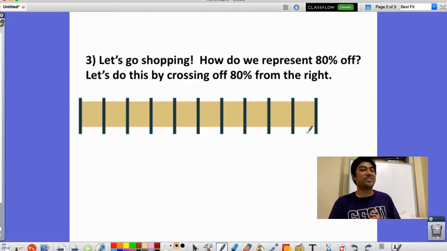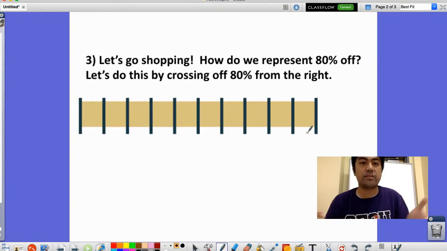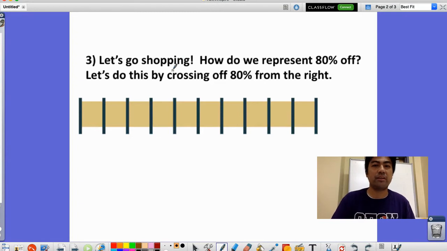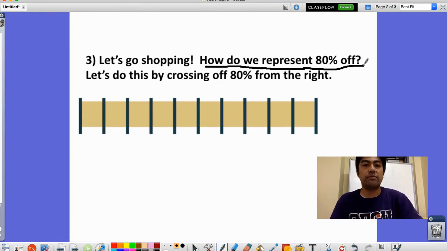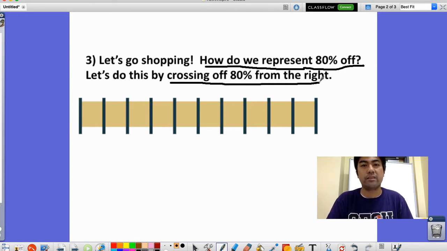This part is really exciting because now we're relating this math to shopping. Number 3 says, let's go shopping. How do we represent 80% off? They're giving us a hint. They're saying, let's do this by crossing off 80% from the right. And notice that I'm underlining what we need to do.